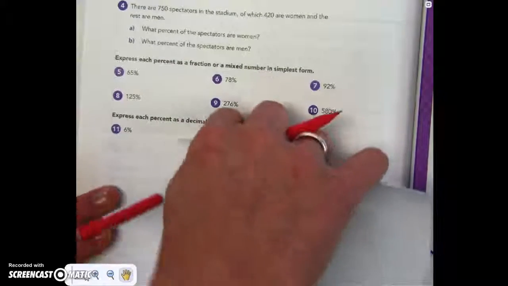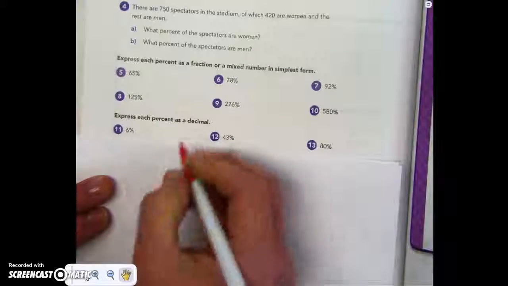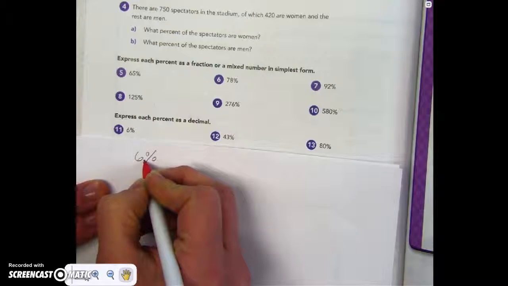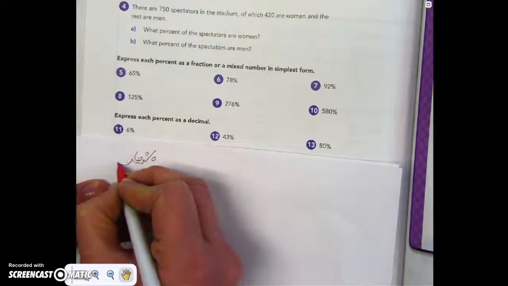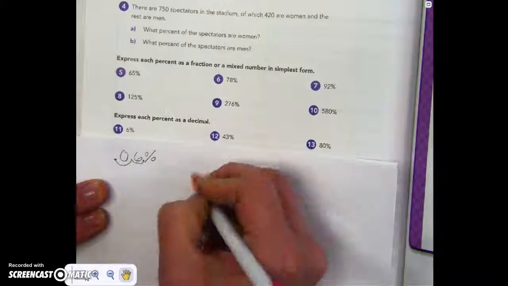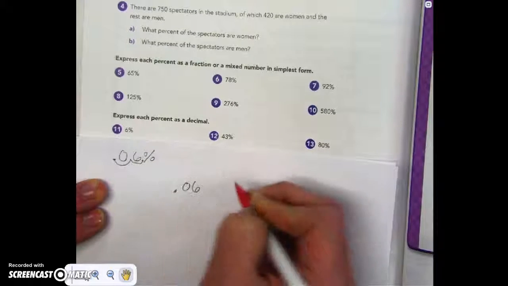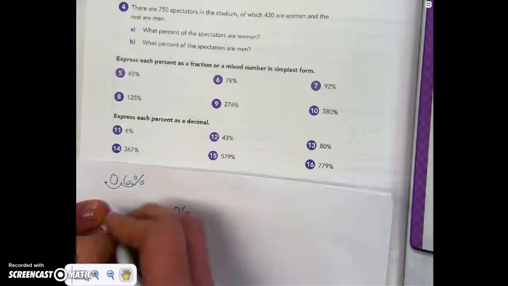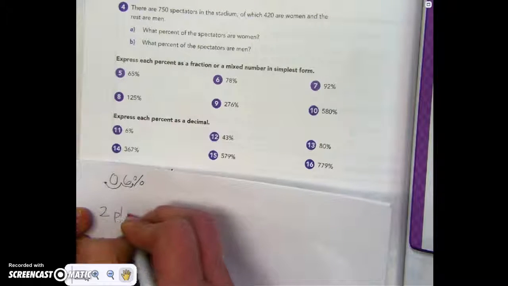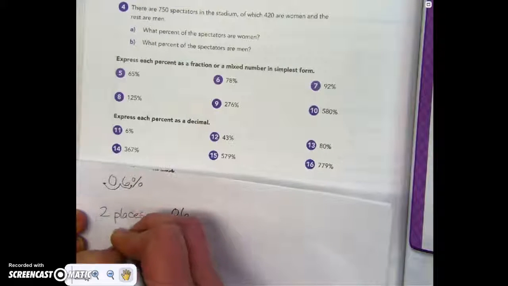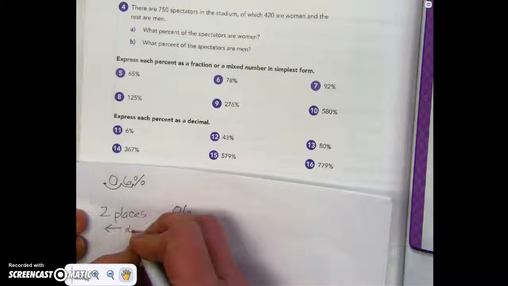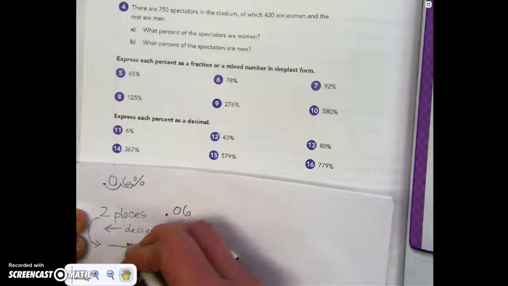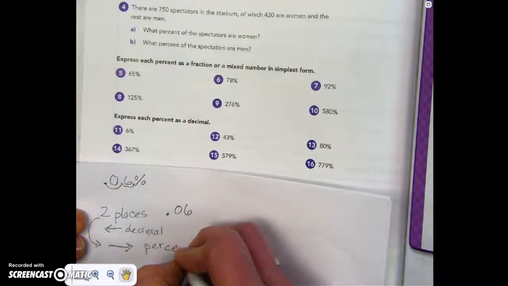So we'll go ahead and take our percent, and it's 6% here. I'm going to move my decimal place, which is always on the far right if they don't show where it is, 1, 2, and we'll add our 0, and it is 0.06 would be the decimal for that. And so remember, it's always 2 places, and it's either to the left for a decimal, or the same 2 places to the right for a percentage.